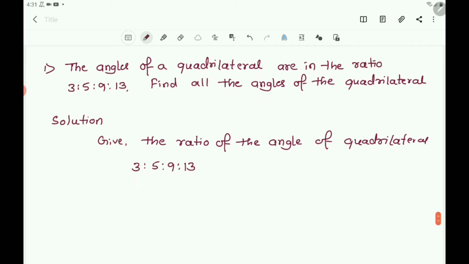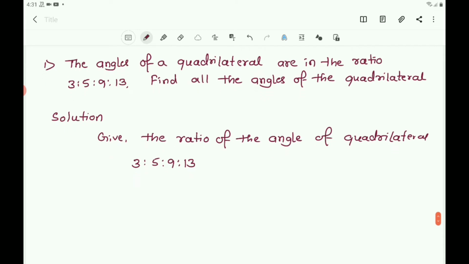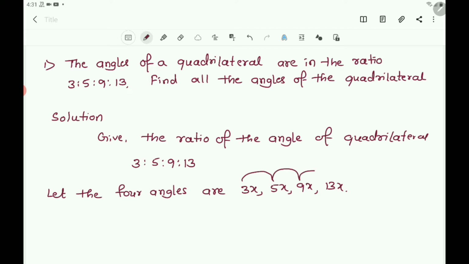Then let the 4 angles of the quadrilateral be taken according to the ratio as 3x, 5x, 9x, 13x. As the ratio is 3:5:9:13, let us take the angles as 3x, 5x, 9x, 13x. Here x is the proportionality constant.